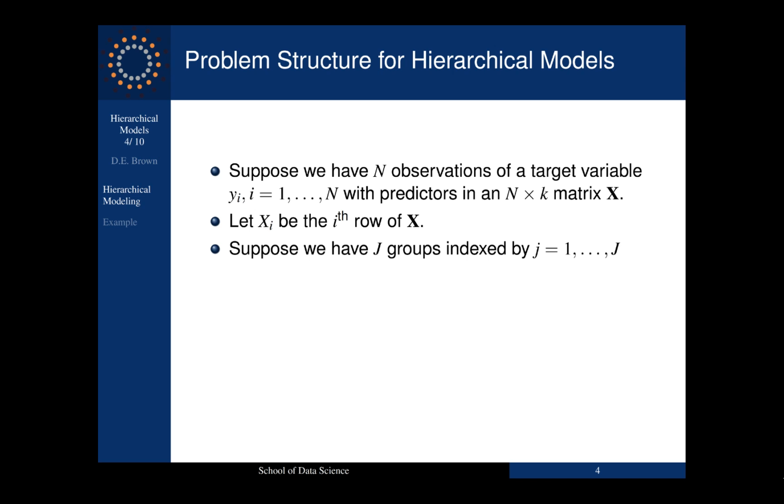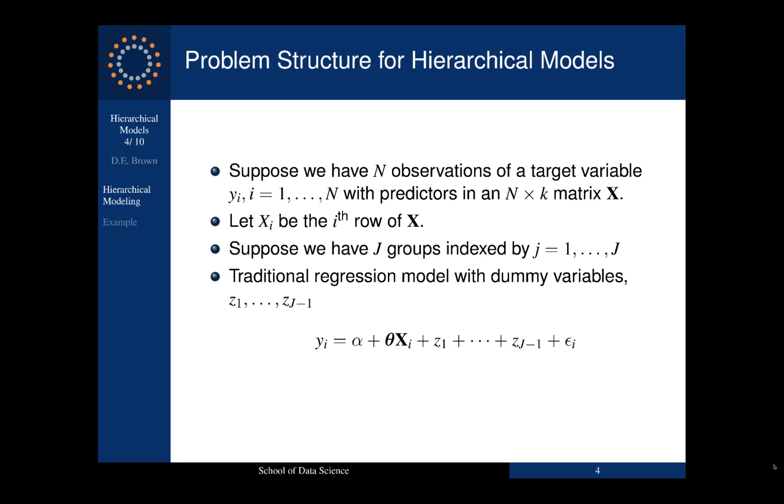Now, the difference is we're going to suppose we have J groups, and these groups are indexed by some index variable little j. Now, the traditional approach to this problem is to model it with dummy variables, and since we have J groups, we'd have J minus 1 dummy variables, and we'll let them be z_1 through z_(J-1). So our regression equation then looks as shown. We'd have y_i equal to alpha plus the matrix multiplication of theta times x_i plus the dummy variables plus the error.